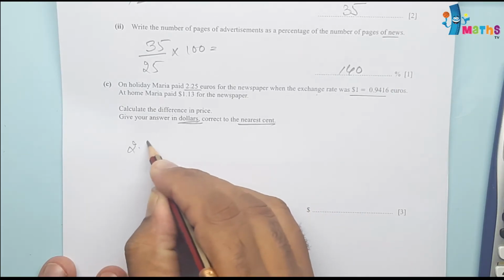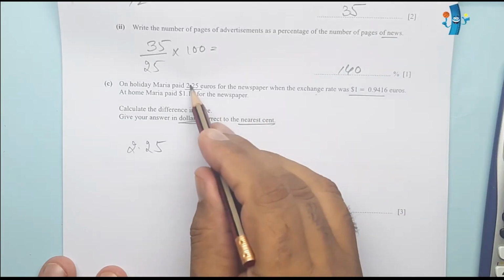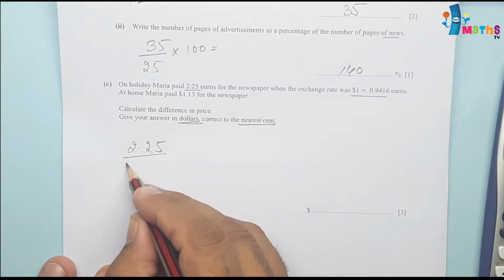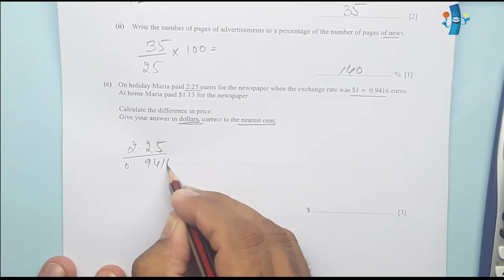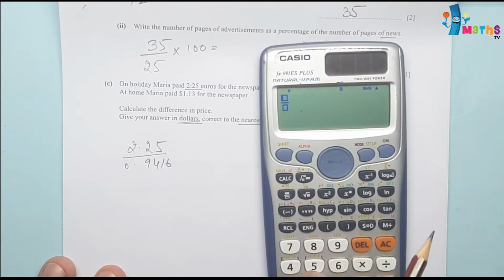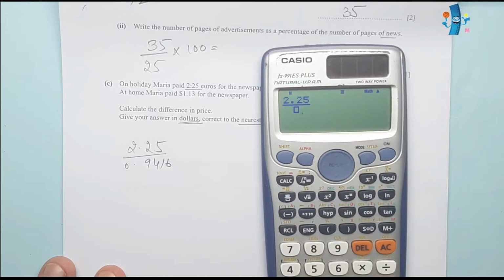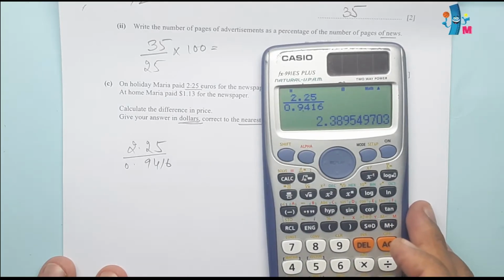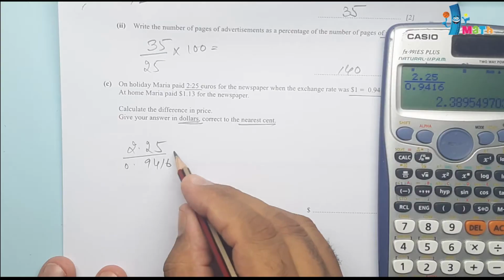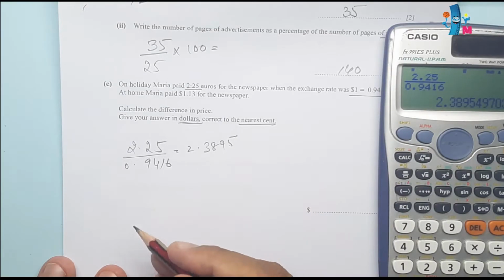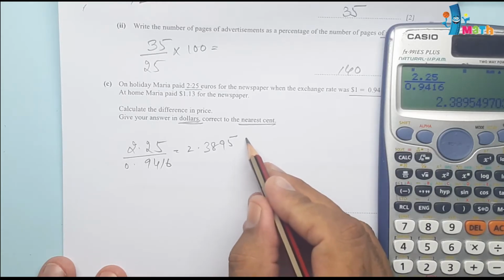So we require dollars. 2.25 will be divided by 0.9416, which is the conversion rate. So we divide 2.25 by 0.9416. This will be equal to 2.3895, and these are now dollars.